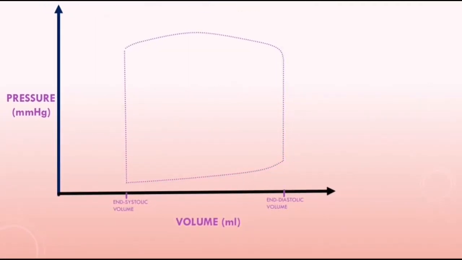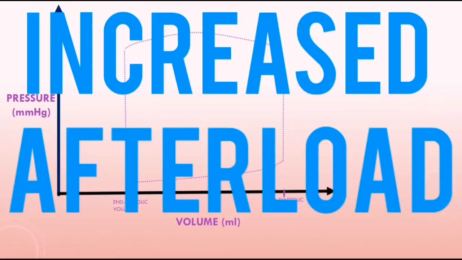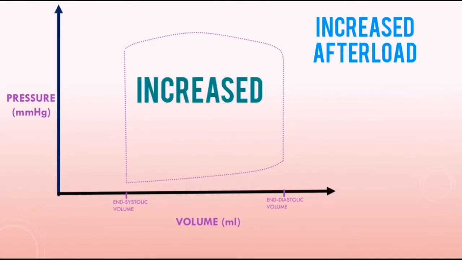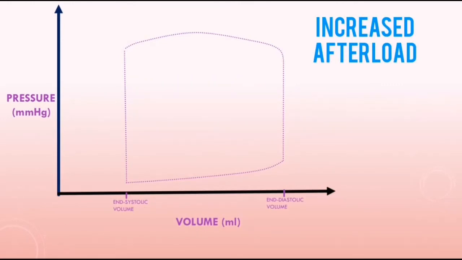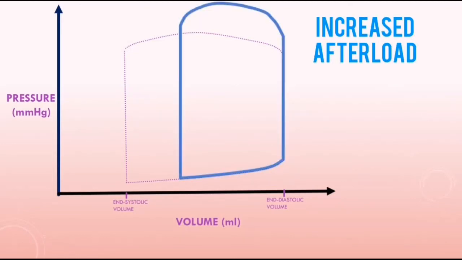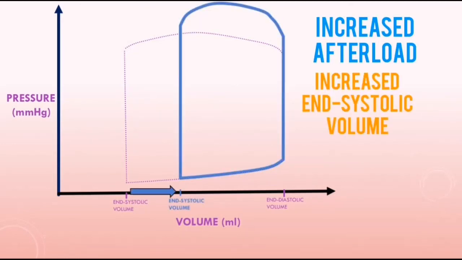We will finally consider a situation of increased afterload. So these are situations when there is increased resistance to the heart's contraction, for example in aortic stenosis. This is what the loop will look like. So we note that the end-systolic volume has increased.